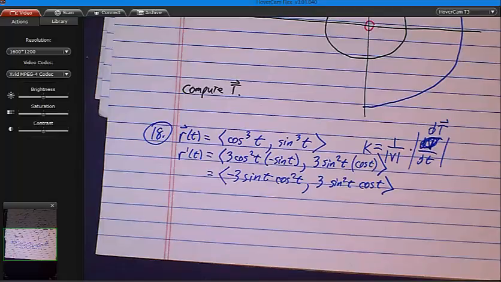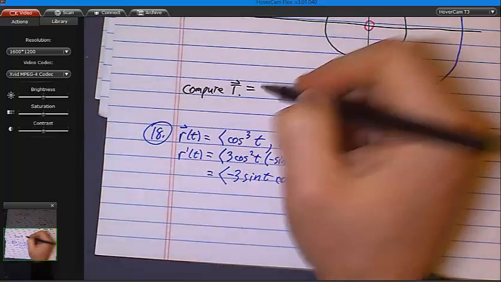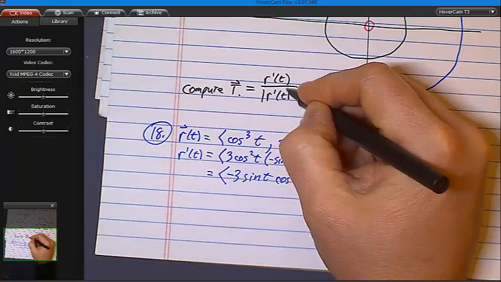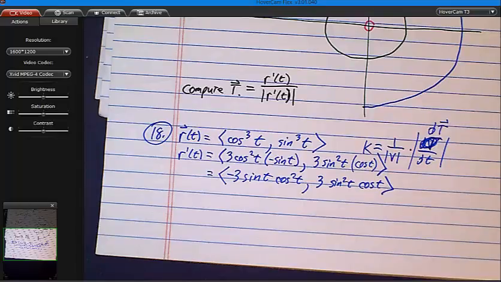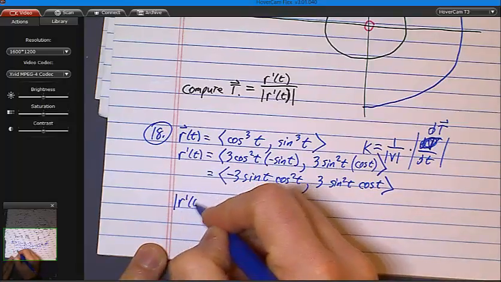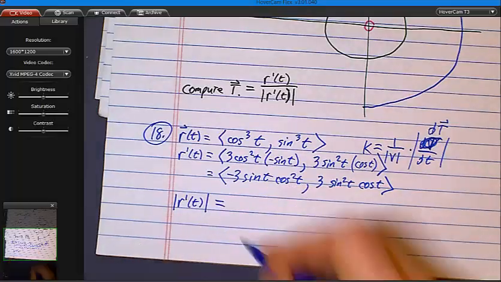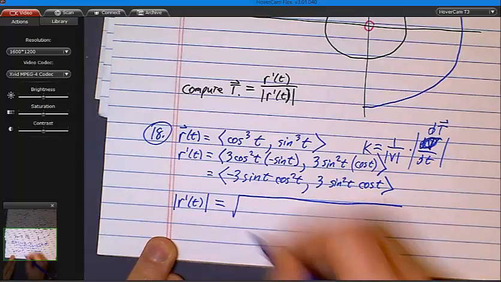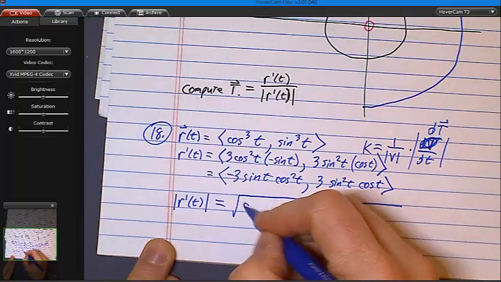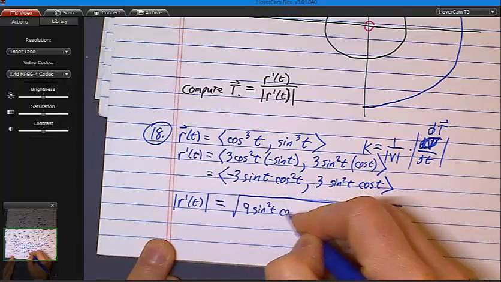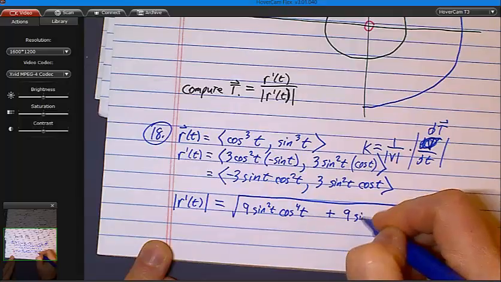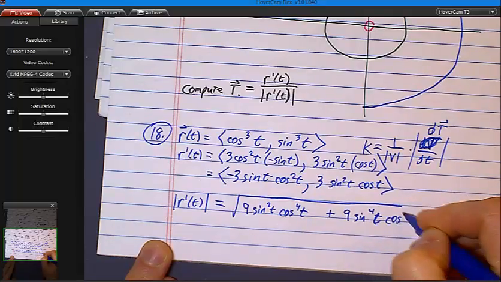And maybe what I want next, because if I want to compute the unit tangent vector, to make it a unit vector, we're going to take r prime of t and divide by the magnitude of r prime of t. Correct? So let's do that next. Let's compute the magnitude of this vector. It's the square root of all these things squared, something squared plus something squared. So let me square the x-coordinate, and I get 9 sine squared t cosine to the 4th power of t, plus 9 sine to the 4th power of t cosine squared t.